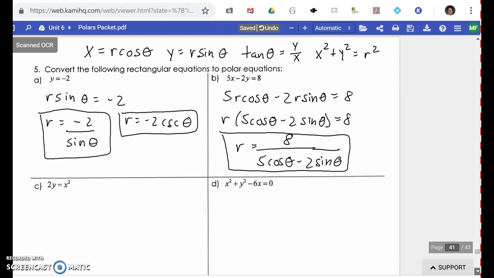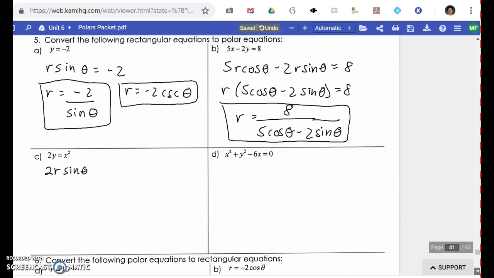For the third problem here, we've got 2y equals x squared. We're going to use the same strategy again. 2y is 2 times r sine theta. And we know that x is r cosine theta. Oops, that shouldn't be a plus, that should be an equals. So x is r cosine theta, but notice that I put the r cosine theta in parentheses because on the right side we're going to have to be careful.